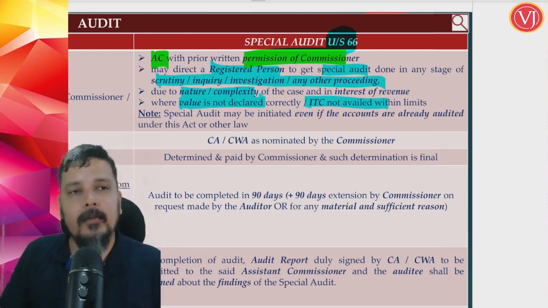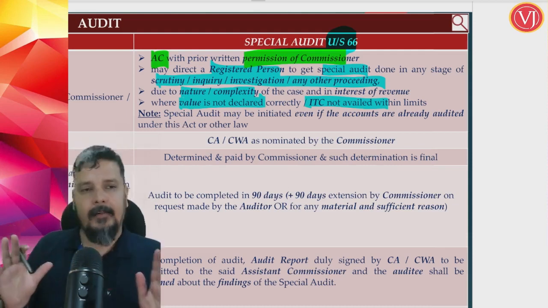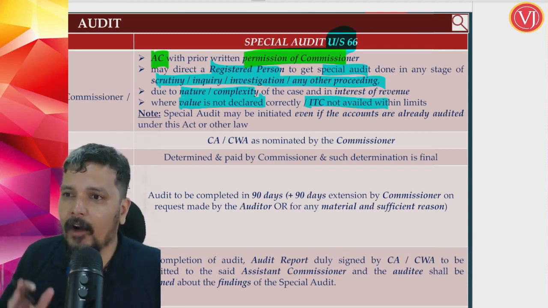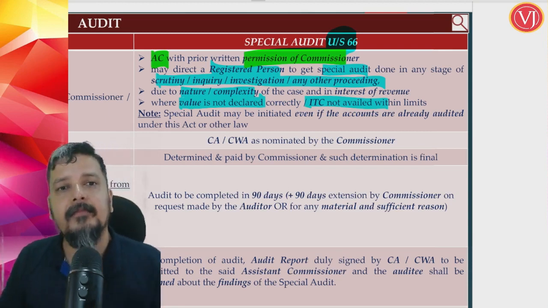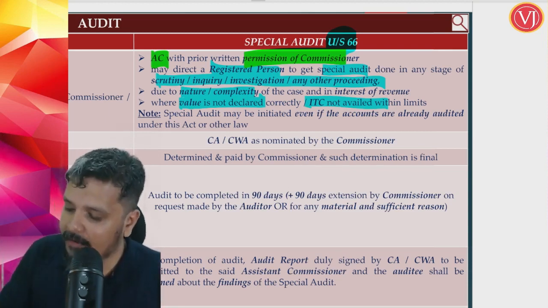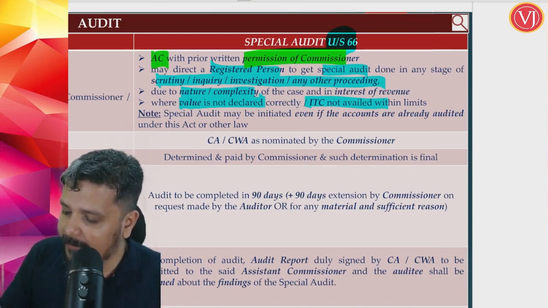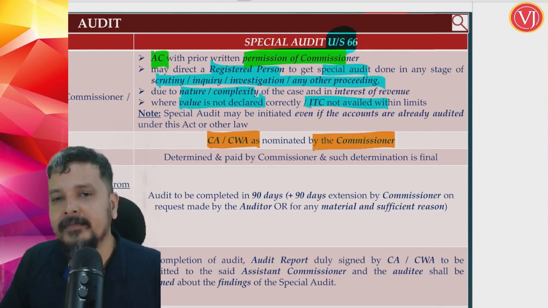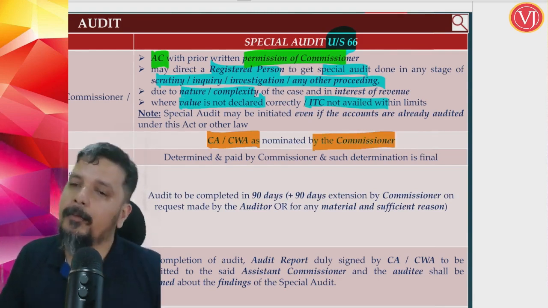So what they will do, they'll go to the commission and tell, we have done our basic work, but we are not able to conclude finality. We are not able to arrive at a conclusion. Please help us. Now what will the commissioner tell? Commissioner will tell, don't worry, I am there for you. He'll tell that I'll appoint a CA or CMA and I'll ask him to do the special audit.